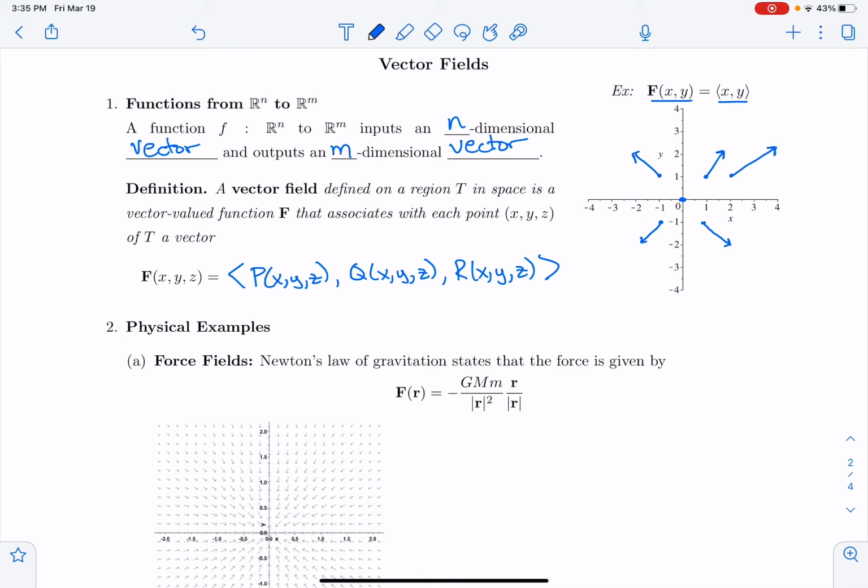We could also do something like f of negative 2, 1. That would move 2 units to the left and then up 1. So that would give you that vector. So I will put in a few more of these vectors so we can see what they look like.